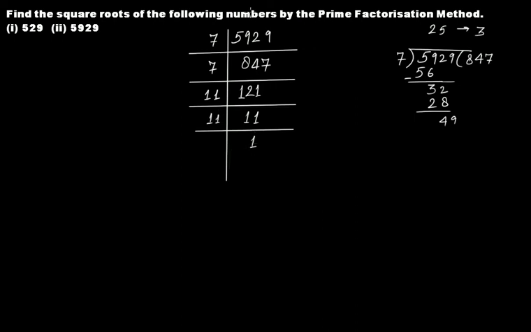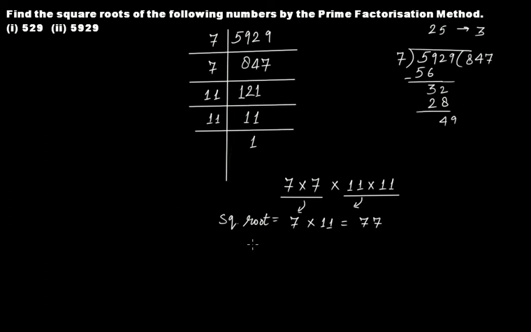So the prime factorization of this number is 7 times 7 multiplied by 11 times 11, right? This is in pair, this is in pair. So when you have to find the square root, take one 7 from here and take one 11 from here. So your square root is 77. So the square root of 5929 is equal to 77.